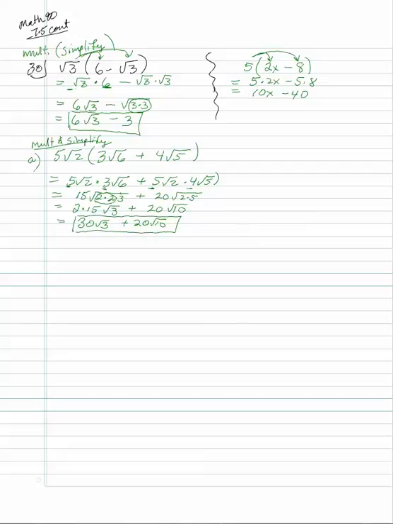All right, let's try one more. Oh, let's go on to doing number 42. So let's look at that one. 42, 4 minus square root of 5 times 2 plus square root of 5.